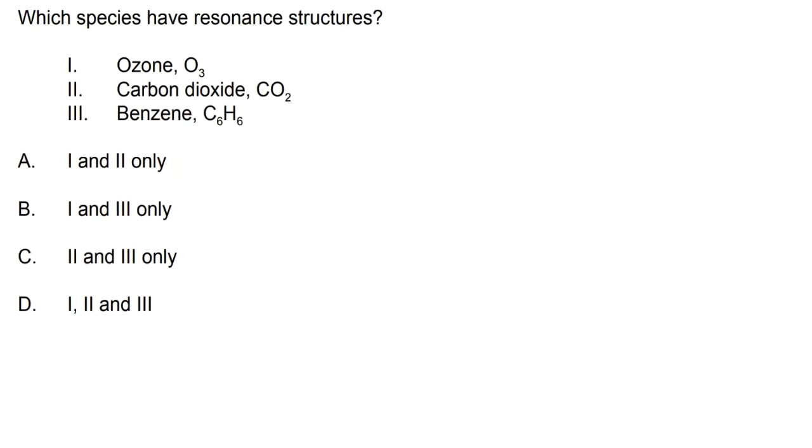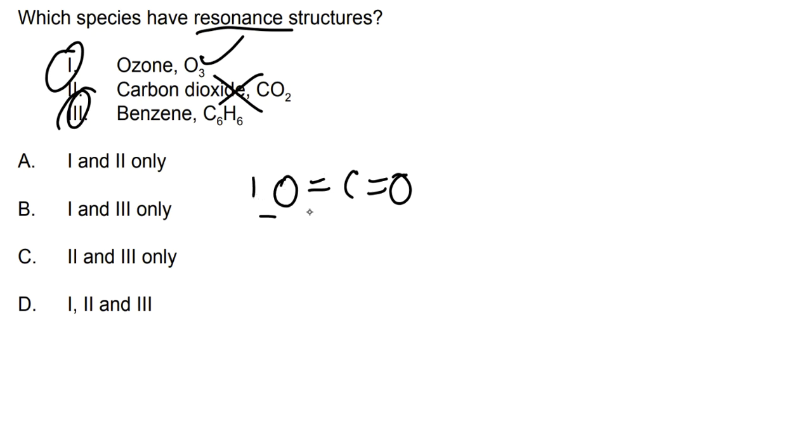Which species have resonance structures? Resonance structures mean that there are multiple Lewis structures and there's going to be delocalized electrons. Ozone does have one, benzene does have one, carbon dioxide does not. Carbon dioxide is a simple molecule, it's like that. Like that. So oxygen has 2. So it's going to be 1 and 3. So that is our final answer.